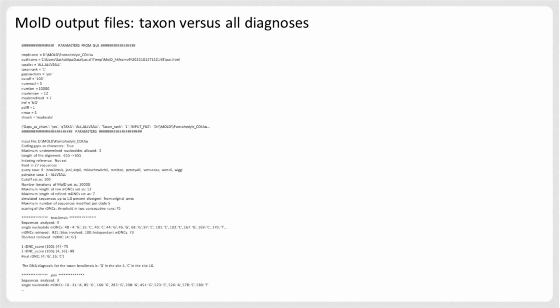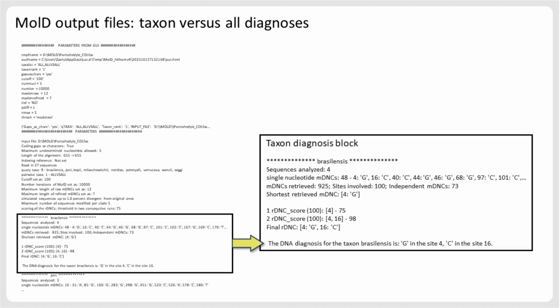At the end of this tutorial, let's take a quick look at the output files. You'll find a log file containing all standard output and two diagnoses outputs. The first one includes the diagnoses of the selected taxa versus all others in the dataset. As shown on this slide, it starts with the parameters section, followed by taxa blocks in alphabetical order. Each taxon block begins with the number of sequences analyzed and concludes with a phrase corresponding to the identified RDNC for that taxon. This sentence can be directly copy-pasted into a taxonomic paper, if desired.